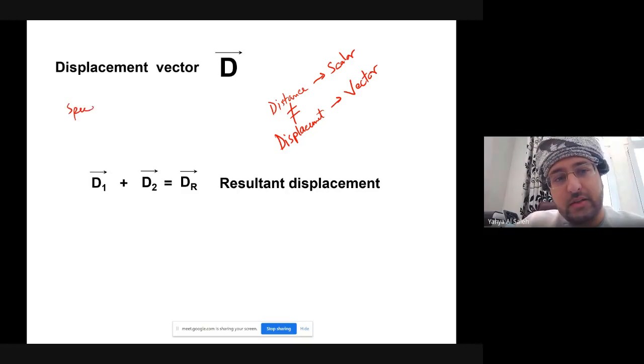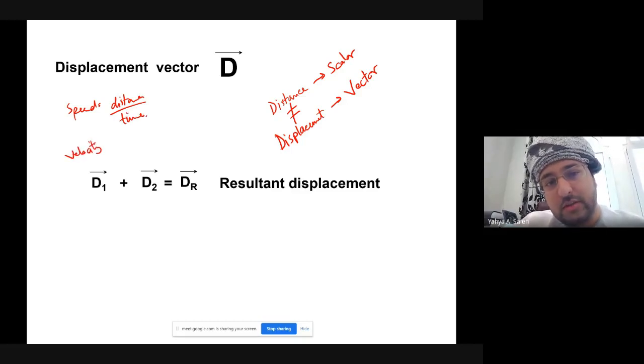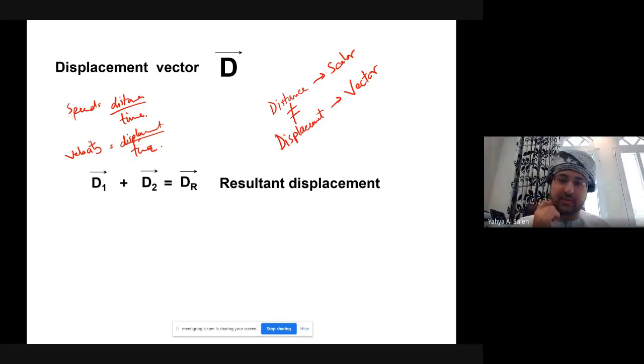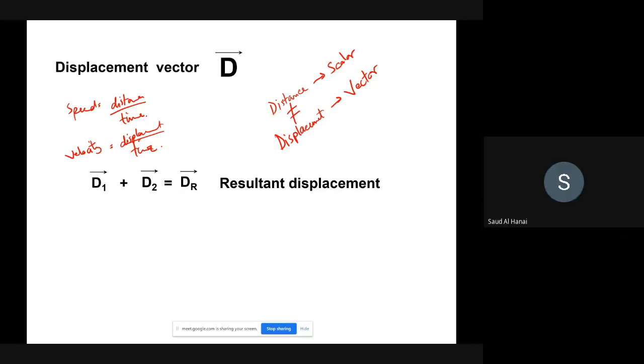So speed equals, we'll come to this later, distance over time. Velocity is equal to displacement over time. What is the difference between these? Direction.